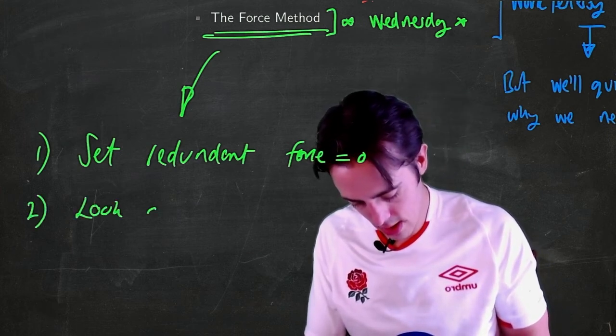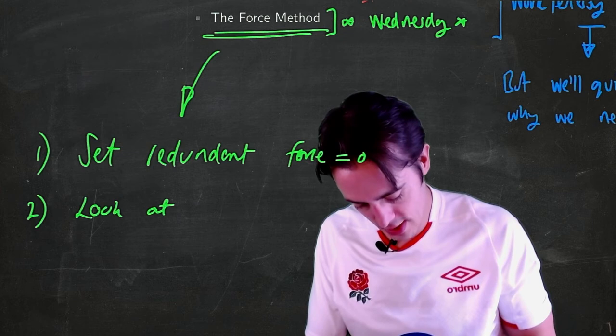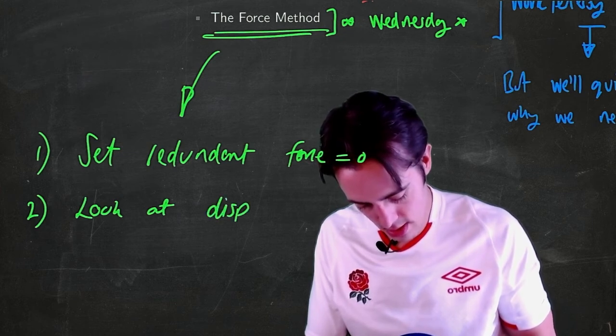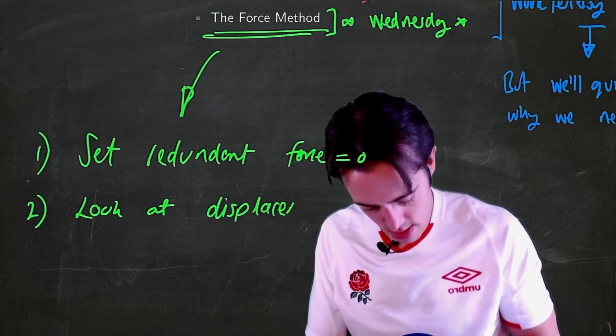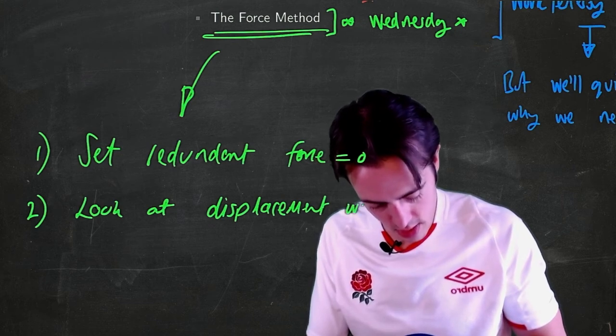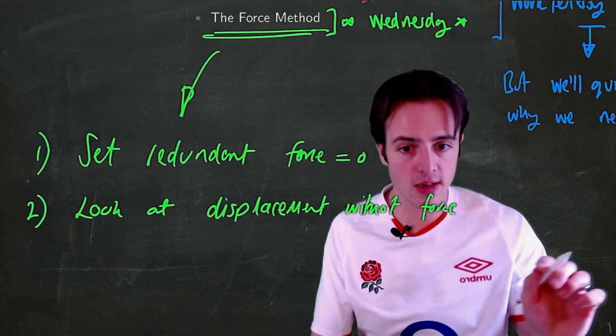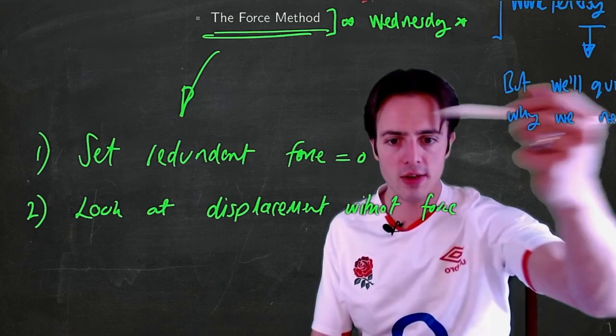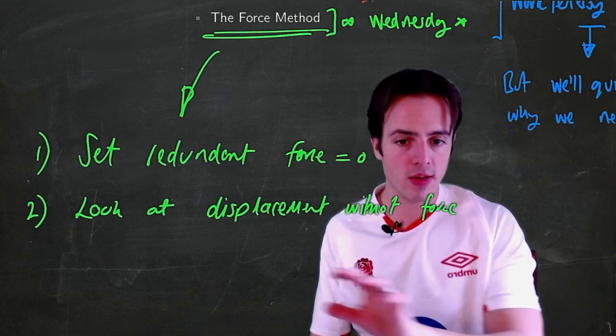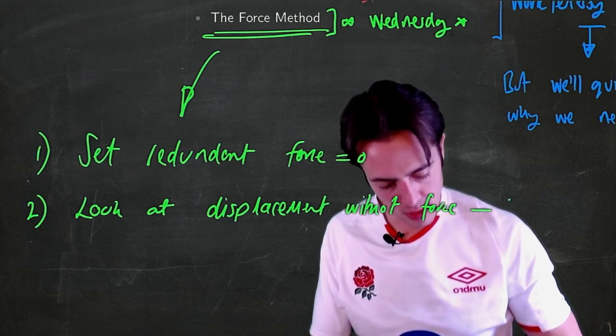Look at displacement without the force. Okay, so we set the redundant, say the external support, to 0, and we look at how much the structure would be displaced without it. We'll call this big delta.